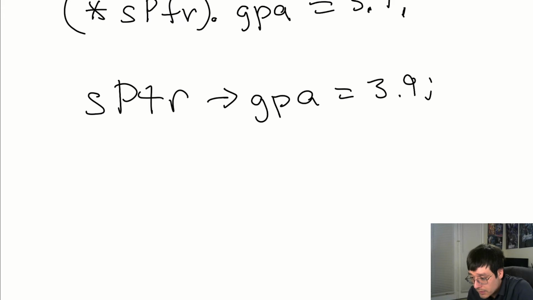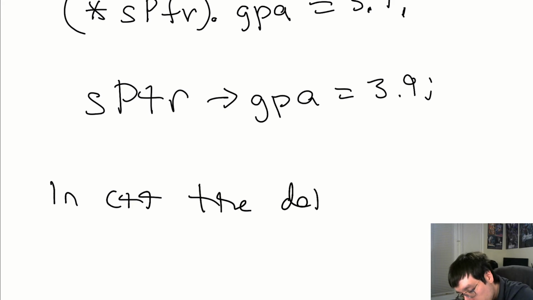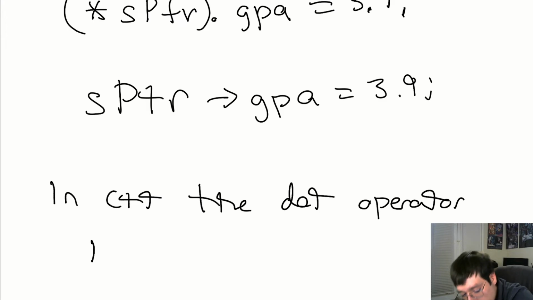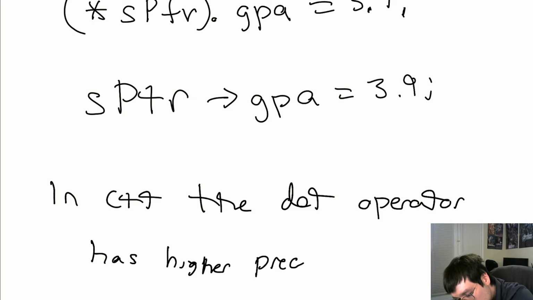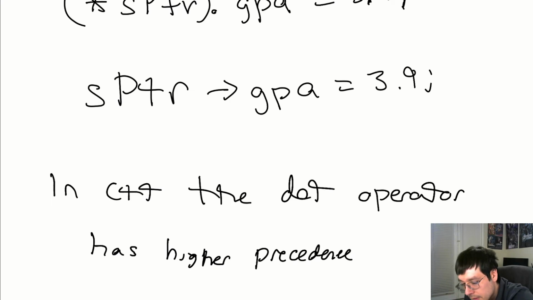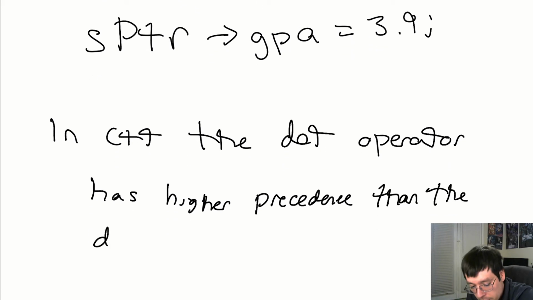Okay. So to wrap up the discussion with the arrow versus the dot, let's just go ahead and write a couple of things. First of all, in C++, the dot operator, the member access operator dot, has higher precedence than the dereferencing operator, which is the asterisk.